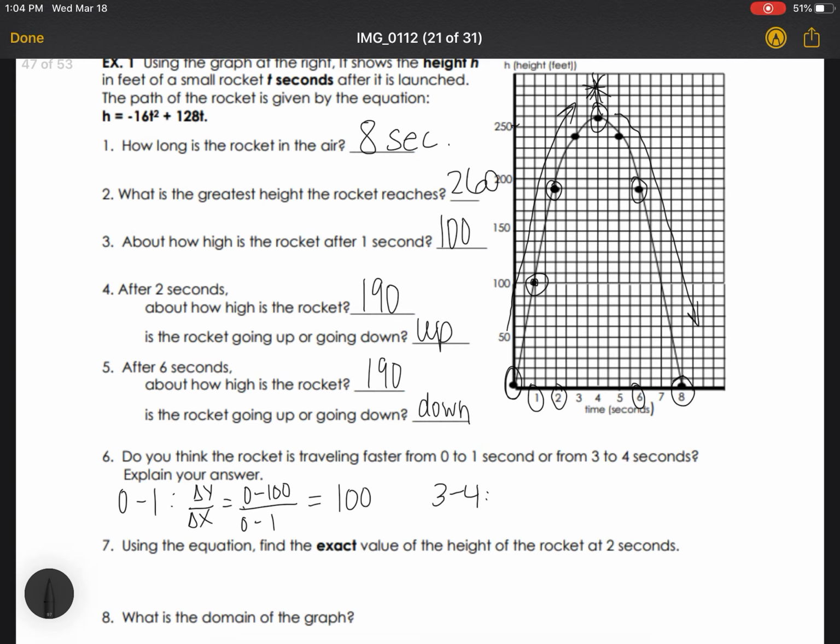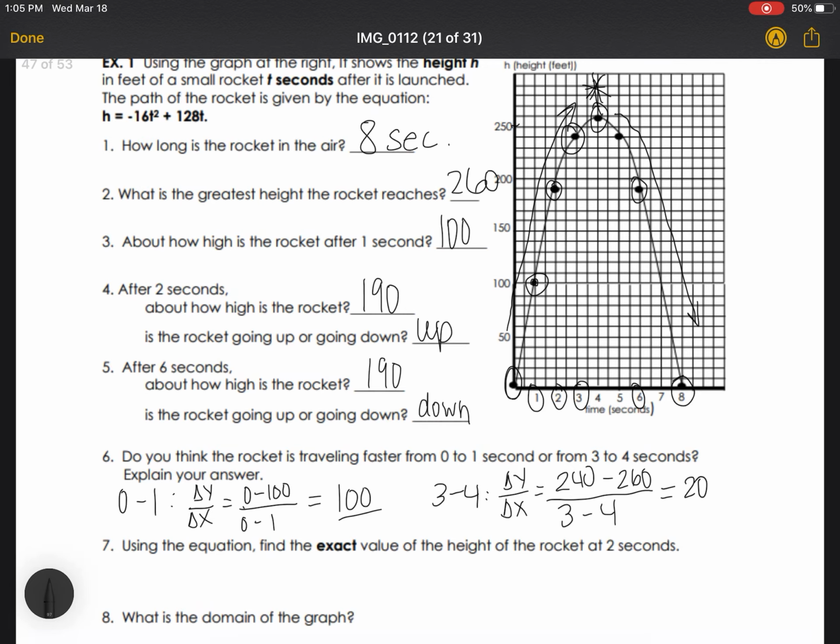If we want to do the same thing from 3 to 4 seconds, again using change in y over change in x. All right, y value at 3 seconds looks like it's at 240. Again, just go to 3 seconds and follow that graph up to where that point is. Y value at 4 seconds, that's when we're at our maximum height, at 260. And then our change in x is just the 3 seconds minus the 4 seconds. If we simplify that fraction, we do get 20.